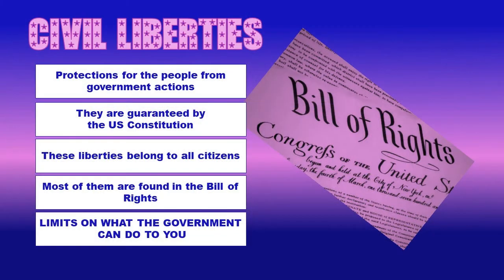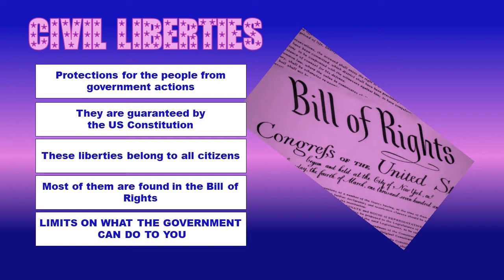All right, first, let's make sure we are all on the same page about what exactly civil liberties are. So if I have to define civil liberties, what I'm going to tell you is that these are limits on what the government can do to you. All of the things that we call civil liberties are protections for the people from action that the government might take. So the way that these things are actually worded in the Constitution are that the government can't do this to you. The government can't do that to you.